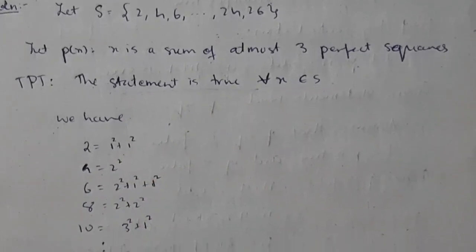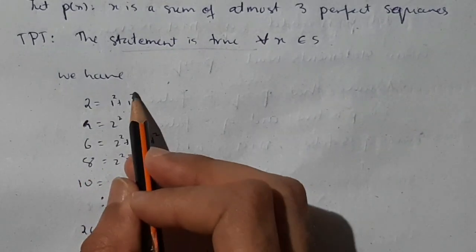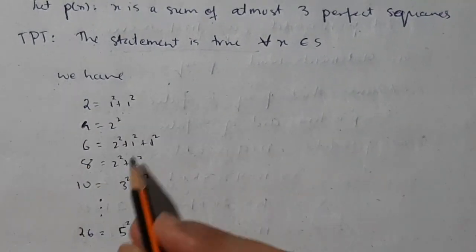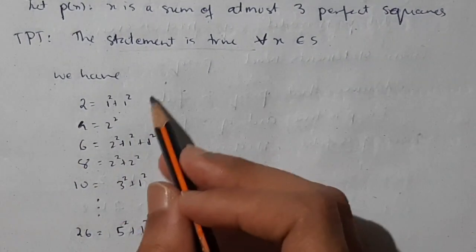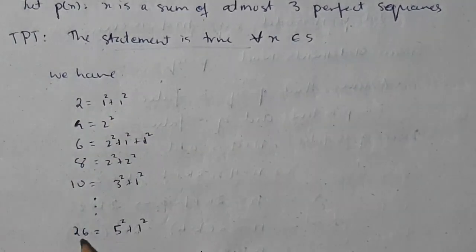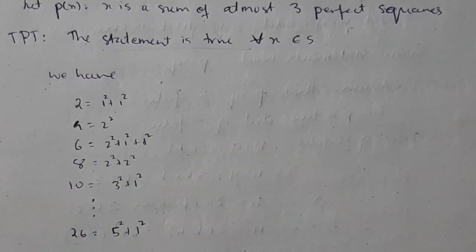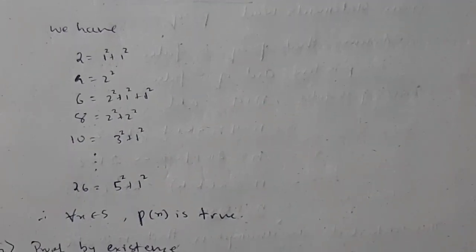So we will prove it for all the numbers till 26. We will write 2 as 1 square plus 1 square. For every even integer we will write it as not exceeding 3 numbers, at most 3, right? So we can write it as a sum of at most 3 perfect squares for each number till 26, and that's the proof by exhaustion.